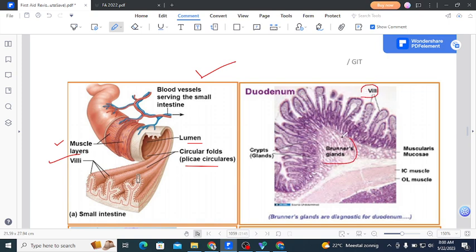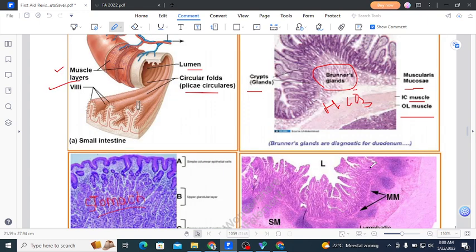These are the Brunner glands. Then we have crypts. Brunner glands are responsible for the production of bicarbonate. Remember, the duodenum is the first place the acidic chyme from the stomach will approach. It is the first part of the intestine where the acidic chyme coming from the stomach arrives, so it needs to alkalinize or neutralize that acidity, and it does that by Brunner gland bicarbonate secretion. Then we have muscularis mucosa, the inner circular layer and the outer longitudinal muscle layer.